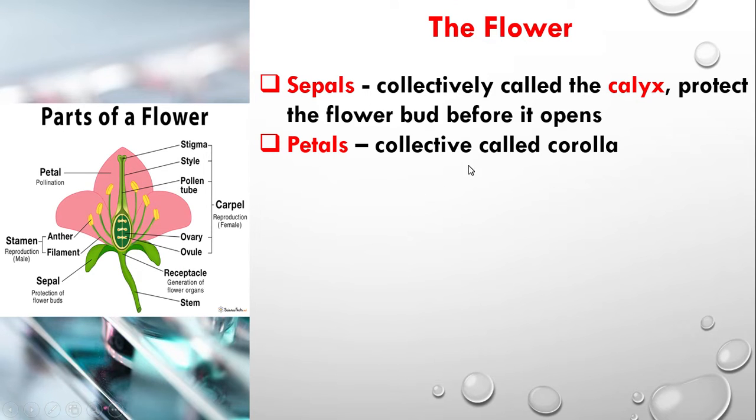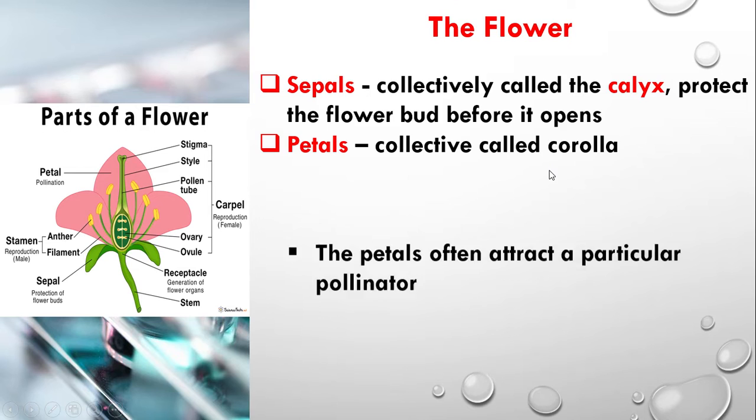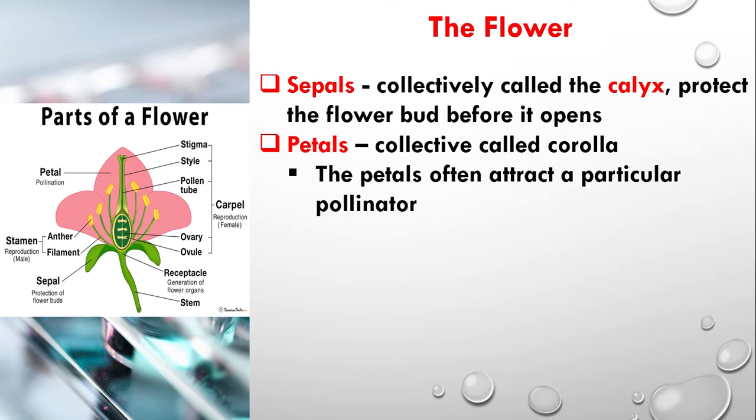Petals are collectively called corolla. Okay? So the petals often attract a particular pollinator, no? One of the major pollinators is yung mga bees, no? Sila ang gadala og mga pollens from one flower to another flower. Okay? And then we have the stamen, okay, which is the male part of the flower.